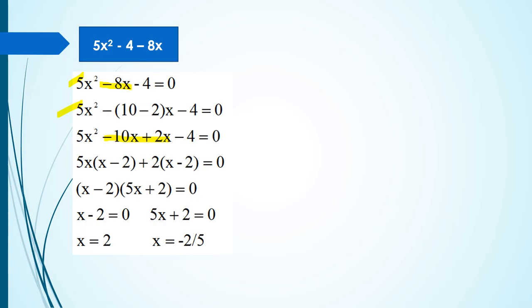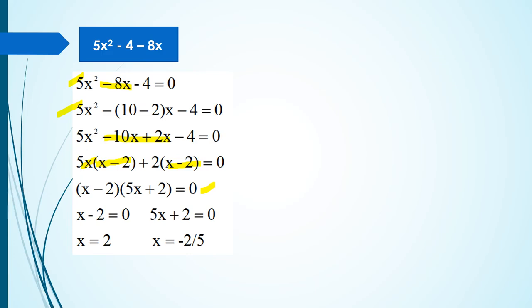A common 5x, you can take 5x as common from the first two terms. So 5x into x minus 2. And from the second group I can take 2 as common. 2 into x minus 2 is equal to 0. From these two groups I can take x minus 2 as common. X minus 2 into, here remainder is 5x, here remainder is 2. Therefore 5x plus 2 is equal to 0. Now we expressed the given polynomial as product of two linear polynomials. They are x minus 2 and 5x plus 2.